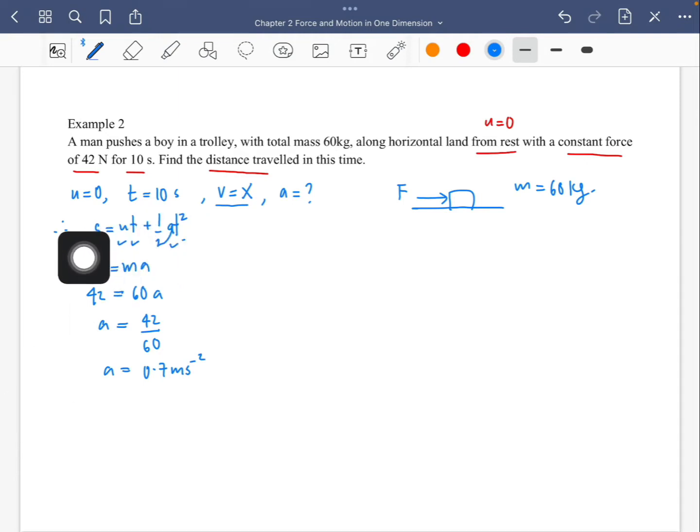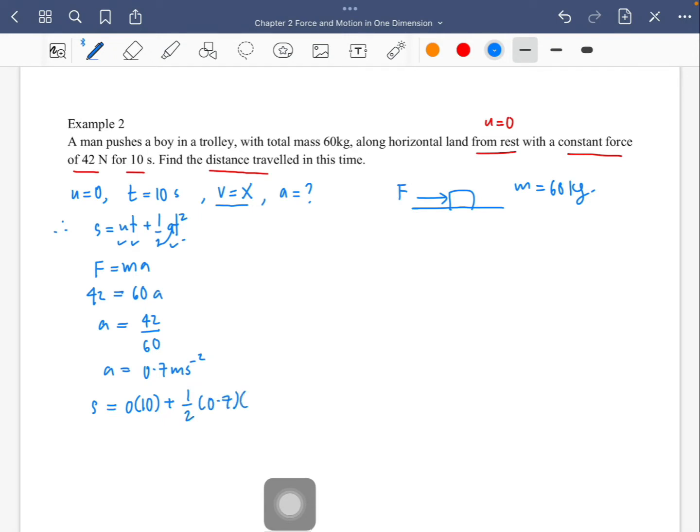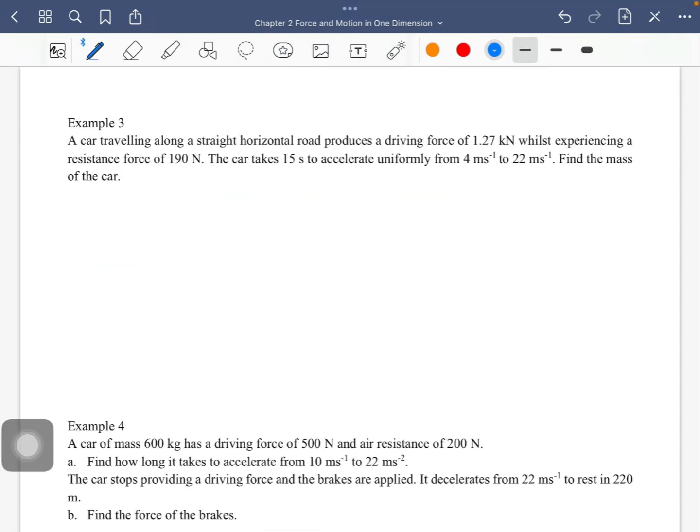So back to our SUVAT equation here, s equals ut plus half at squared. We plug in all the values that we have here. So s is equal to 0 times 10 seconds plus half of 0.7 multiplied by t squared, so it is 10 squared. When we calculate this, we get the distance traveled for the 10 seconds, which is 35 meters. Right, that's it. This is the answer for example 2.